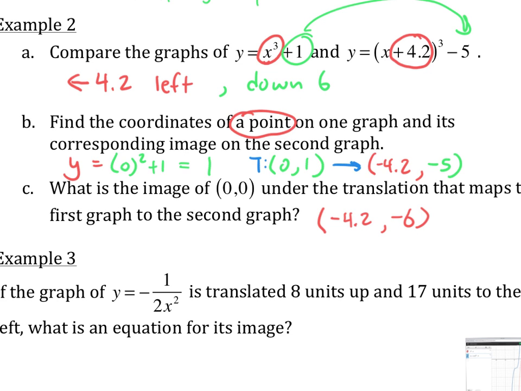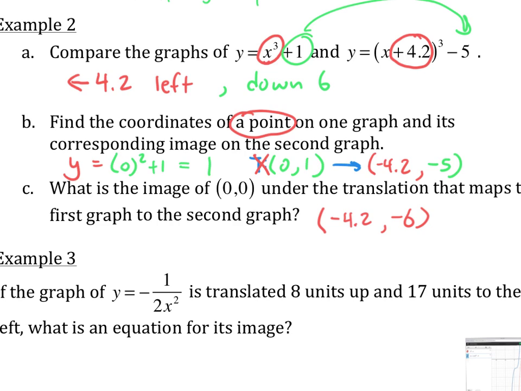And I do want to make a clarification that this does not describe the translation, so maybe I should erase or delete that. What I'm just saying is that (0, 1) maps to here. This wasn't the translation. The translation is up here.